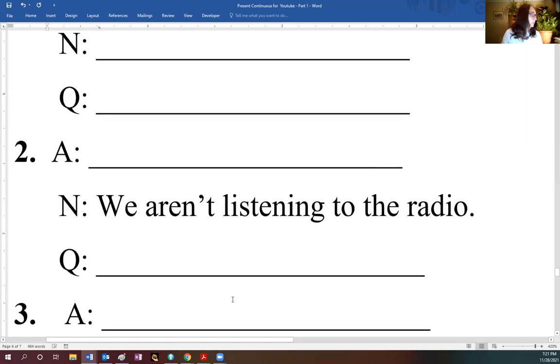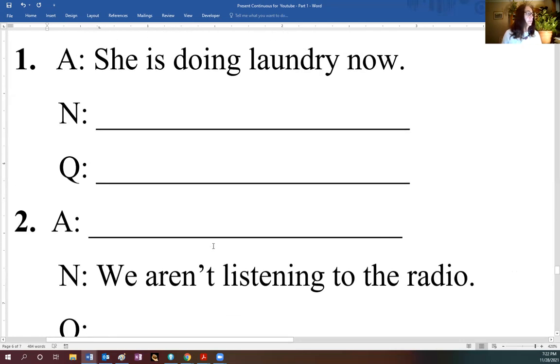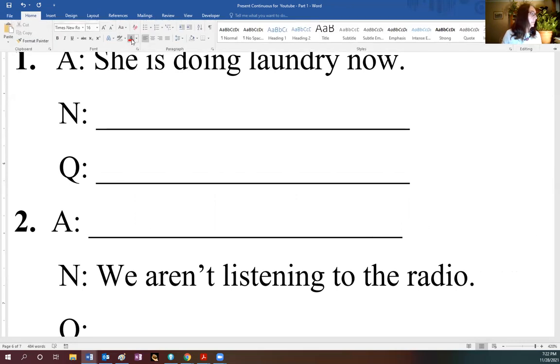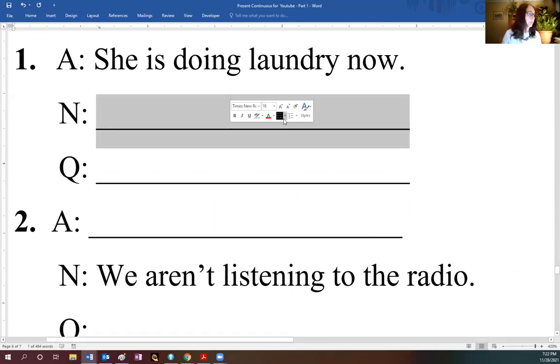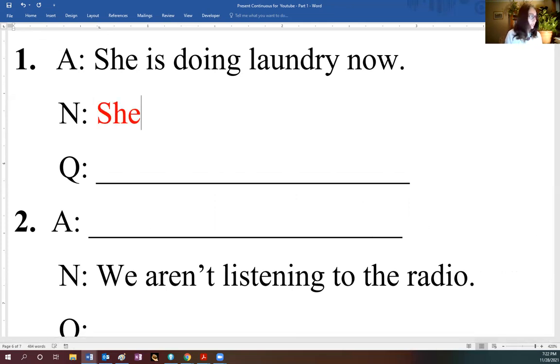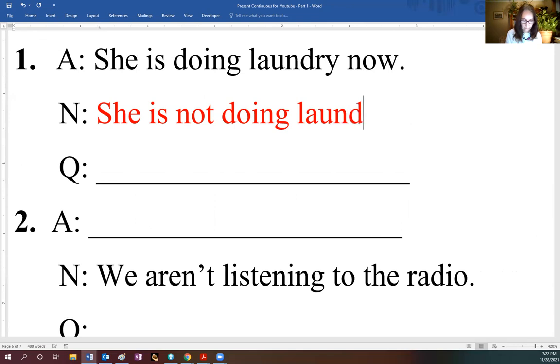Okay, so hopefully it took your time to do it. Let's see what we have. I will try to make it red. Okay, so she is doing laundry now. I say no, no, no. She is not doing laundry now. Or she isn't. She is not doing laundry. It's too late. No, she's not doing laundry now.